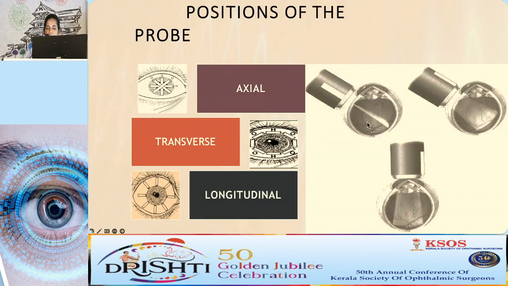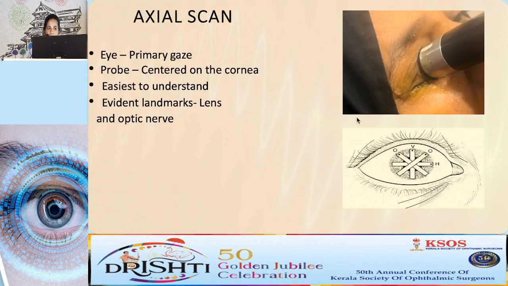There are three types of probe position: axial, transverse, and longitudinal. The axial scan is done with the patient in primary position. The probe is centered at the center of the cornea. This scan is easy to understand, and the evident landmarks in the scan are the lens and optic nerve. So when evaluating the macula and optic nerve, we do an axial scan with the patient in primary gaze, centered on the cornea.